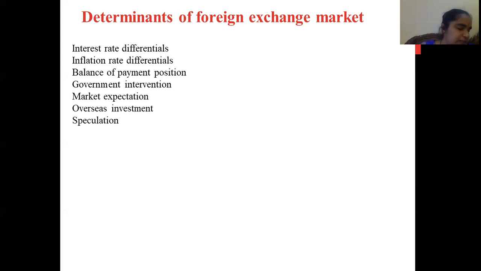The last one is speculation. Speculation means when huge international banks, in view of future changes in demand, investment, business, try to hold or sell off their investment. When there is a panic sale, we call it speculation. It means we are speculating that something good may happen, so we are holding more and more money, or something bad is going to happen, so we'll sell out.